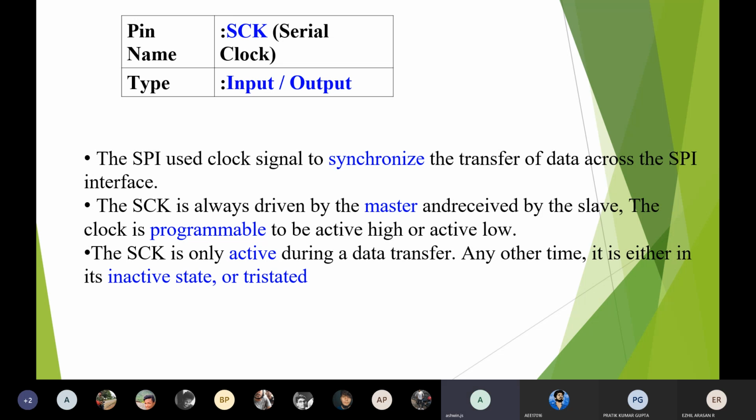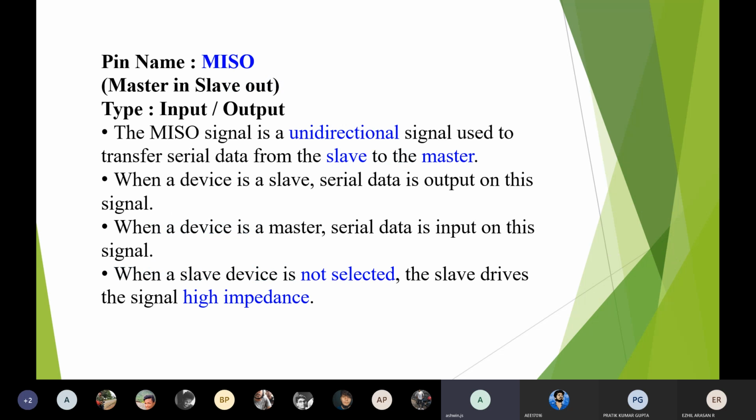And the clock pulse will be active when making the data transfer. Once you want to send any data on your communication line, I will generate the clock so that it becomes active. Next is master input, slave output. Like I said, it will act as input and output. If MISO is activated, it will be unidirectional, so one-way communication will be done, when the master wants to take the input from the slave.